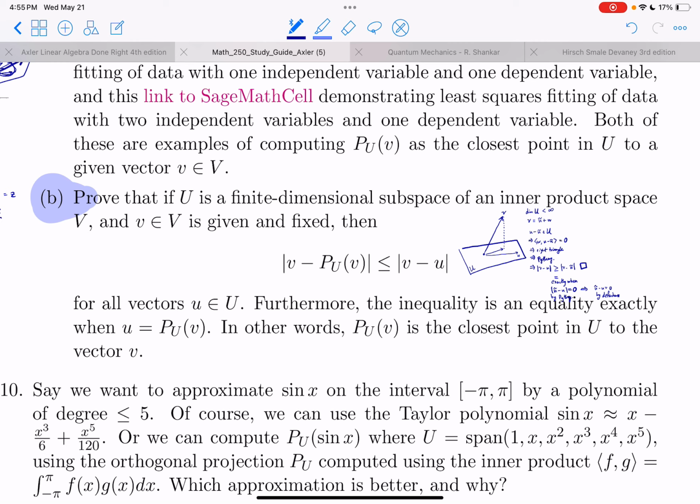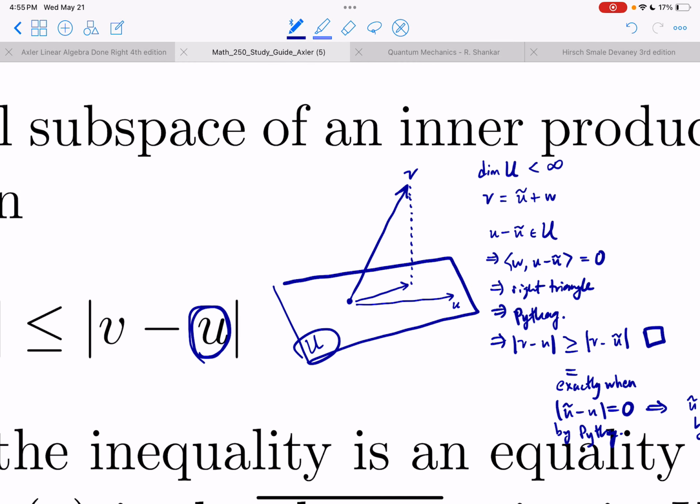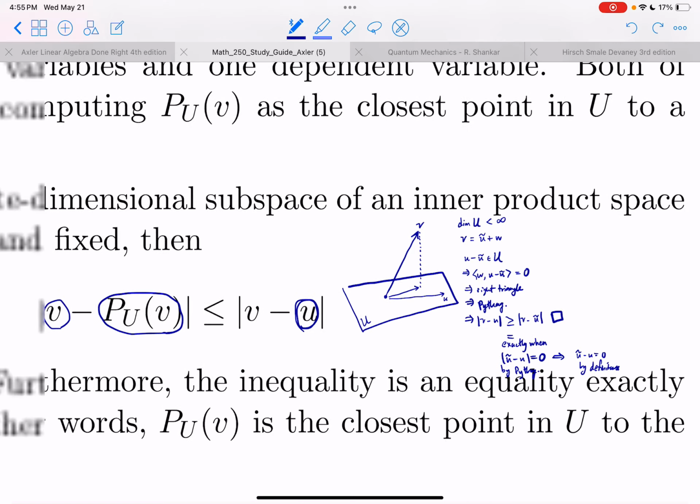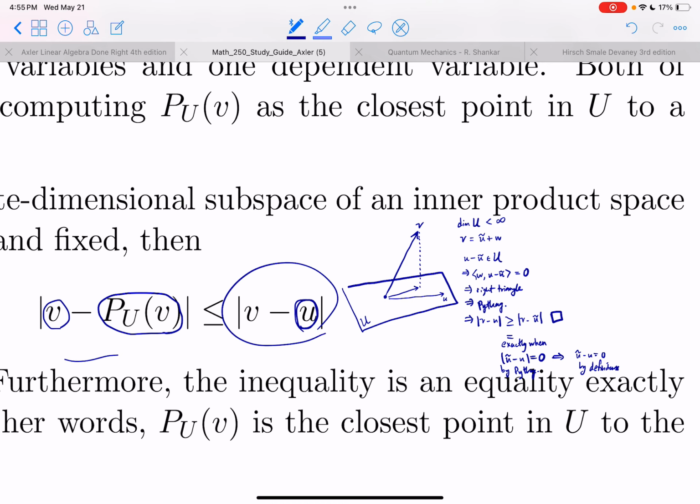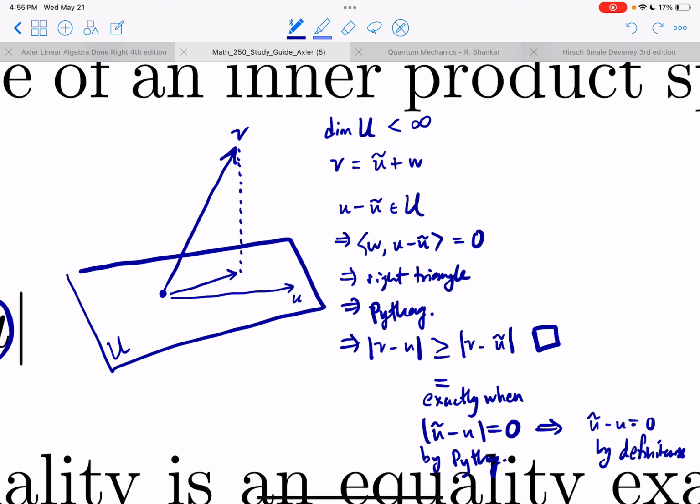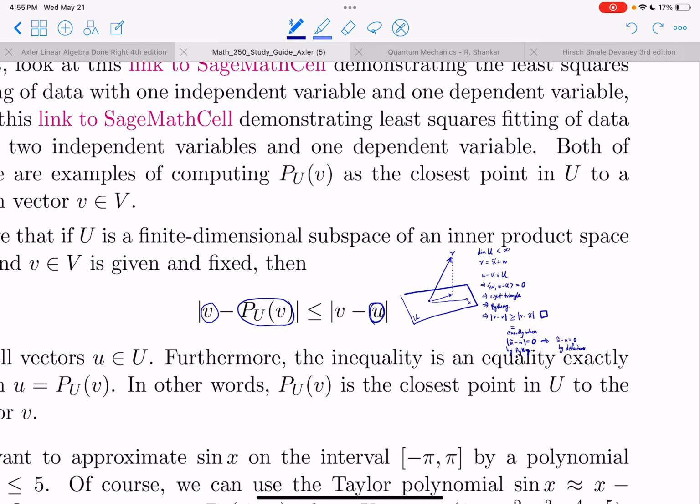In other words, the way to read this is that, look, if you're trying to get to your data, the projection is going to be the closest of all the vectors in the subspace that you've chosen as a reasonable approximation space. So you get to choose this subspace U, but once you choose it, and once you choose the inner product that allows you to compute these norms, then Pythagoras just gives you this inequality here. Okay, so let's see that.